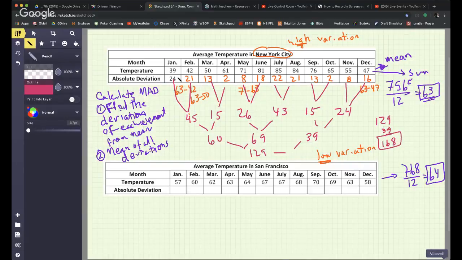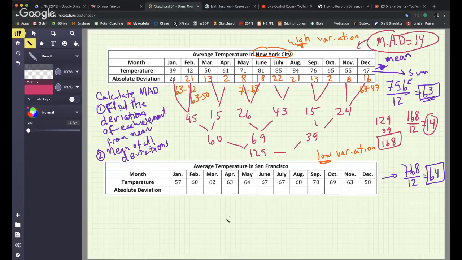So that's the sum of our absolute deviations, but we want to find the mean. So if we want to find the mean, we add all 12 numbers together, 168, and then we divide by 12 because there's 12 numbers. So now I actually am going to go find my calculator, and we're going to type in 168 divided by 12, and we get 14. So our mean absolute deviation is 14 for this data set.